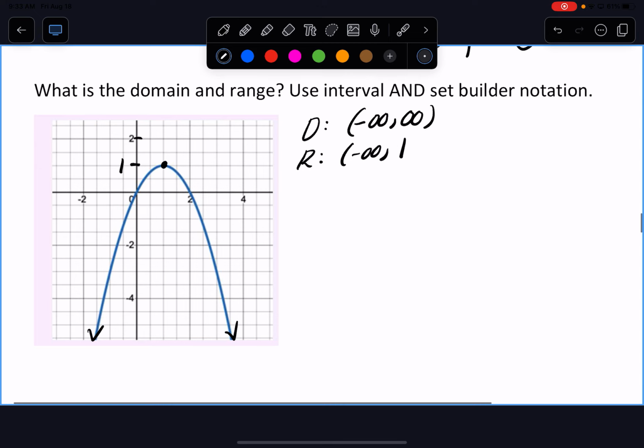Now here's where you have to be particular. Would you agree that 1 is included in the range? It's not an open circle, is it? It's not a dotted line. So is 1 included in the range? Yes. It is. So we need to do a bracket.